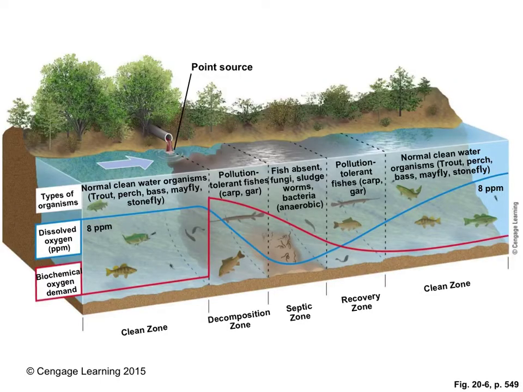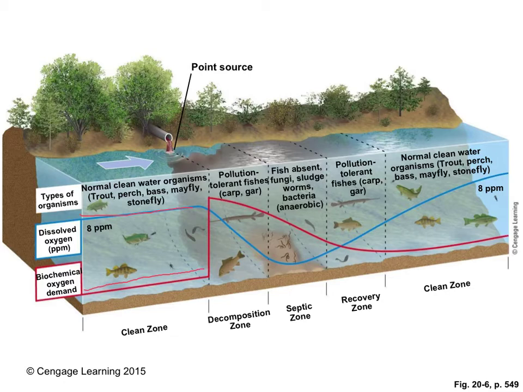This is how it works. First of all, take a look at what's given. Dissolved oxygen in parts per million: very high, very high, very high. Biological oxygen demand, remember what that is: the amount of bacteria that requires oxygen.